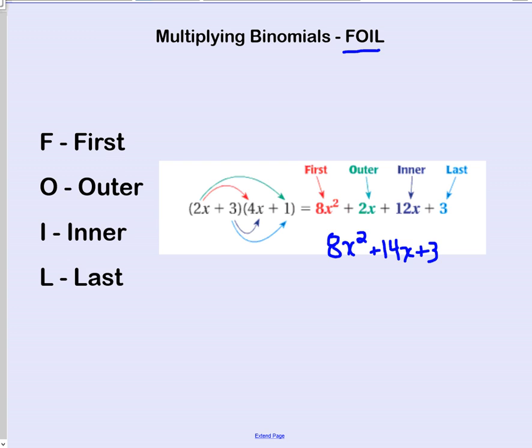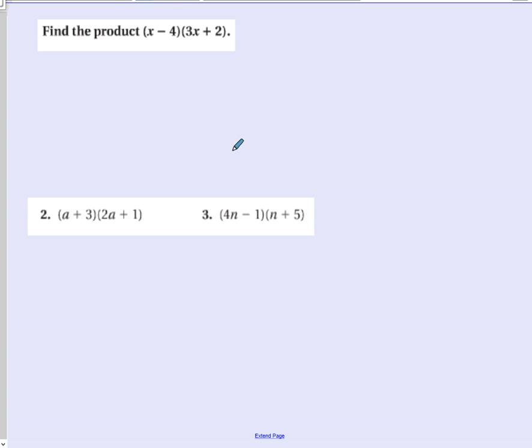So let's do a couple examples that show this. I've got, find the product: x minus 4 times 3x plus 2. So I'm going to go through and apply that FOIL idea. I'm going to do my first terms, so x times 3x. That's going to get me 3x squared.